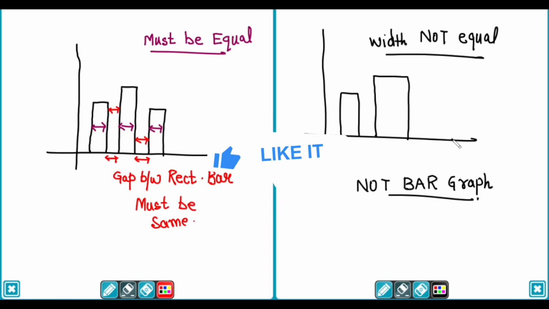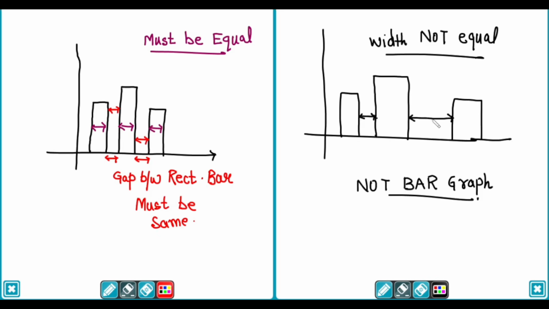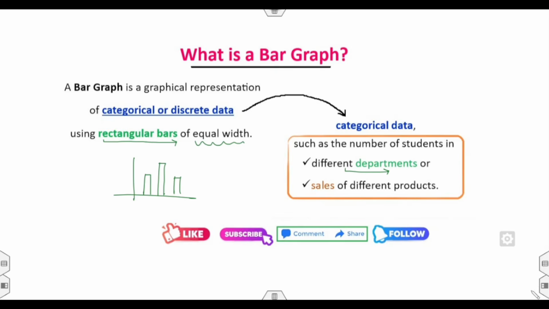If you look at the third graph, this is my third rectangular, fine, and clearly say the gaps between the first and second and between the second and third are not equal. So again the gap is not equal, then it is not a bar graph again. So whenever you are drawing the bar graph, these two properties must be satisfied. The width of each rectangular bar must be same, and the gap between the two rectangular bars must also be same. Is it clear? Now let's start with the first numerical example.